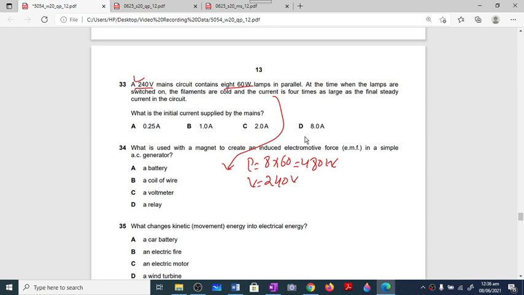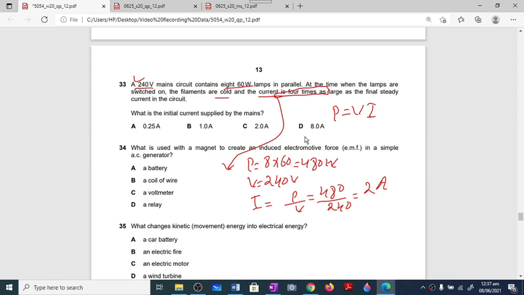At the time when the lamps are switched on, the filaments are cold. After that, the current exceeds, reaching 4 times the initial value as the steady value. So what is the value of the initial current supplied by the mains supply? We are required to calculate the original value of the current. So first we will calculate the value of the current from this. I is equal to, using the formula P equal to VI, I equal to P over V. So the value is 480 over 240.